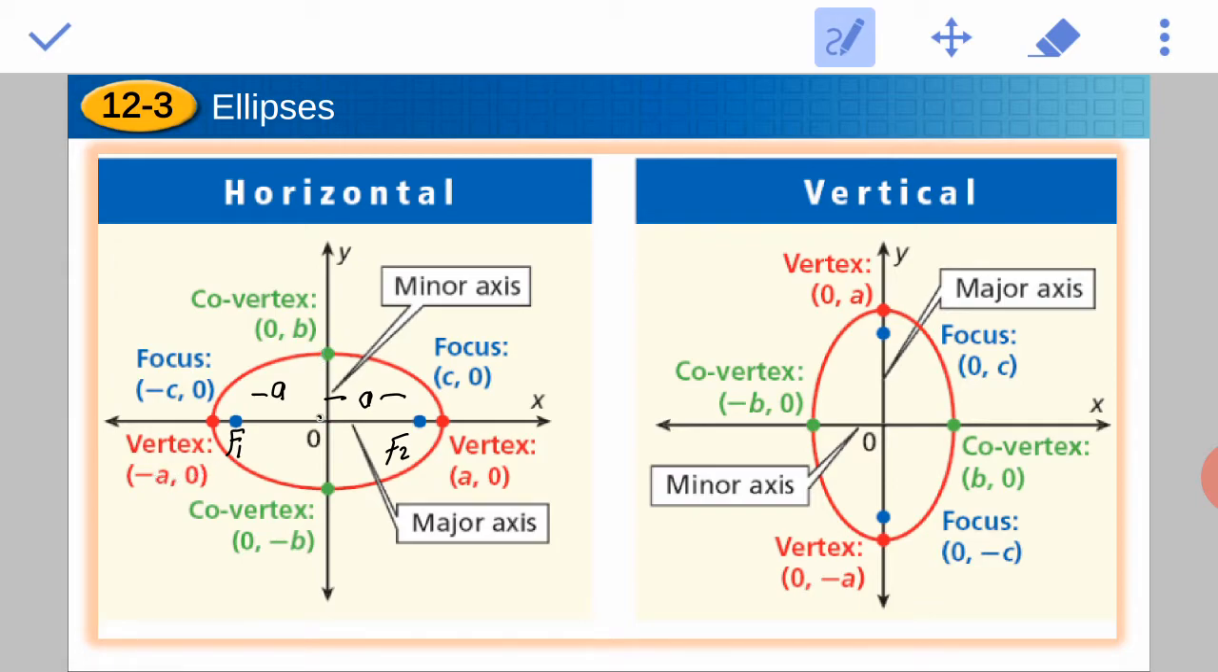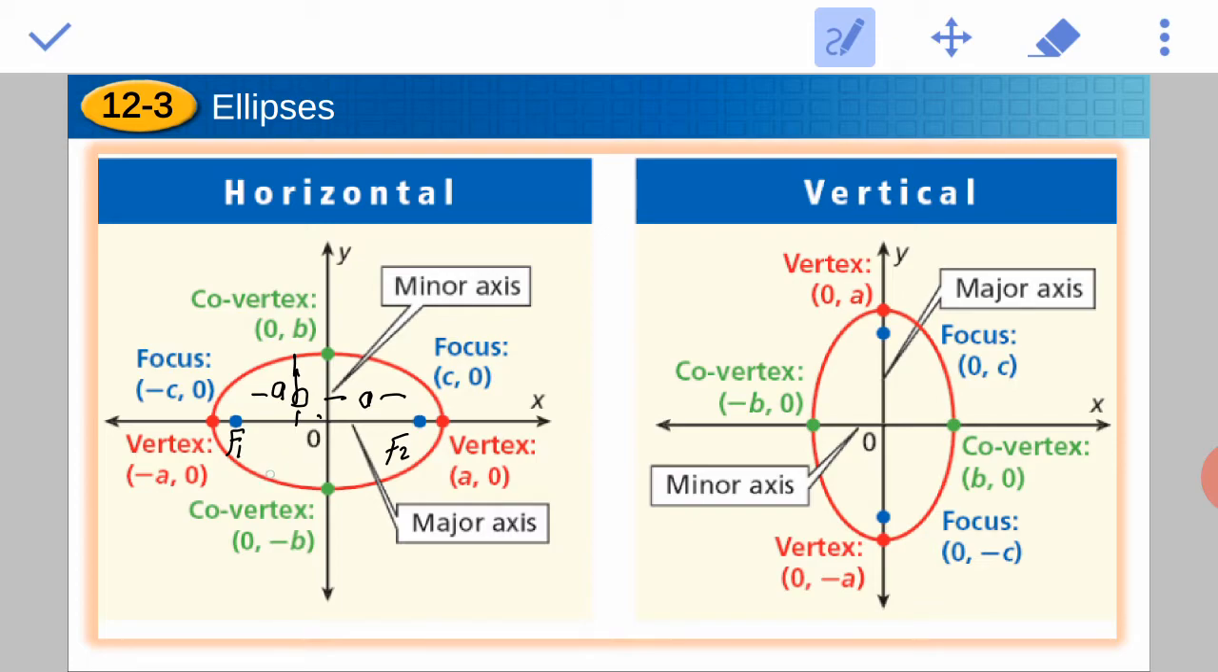Similarly, if the distance from 0 to this point is b, the coordinates of this point are (0, b), and we call this point a covertex of the ellipse. In the opposite direction there is another covertex, with coordinates (0, -b), and this short axis is called the minor axis. The longer one is the major axis, the shorter one is the minor axis, and these two points are called the foci.